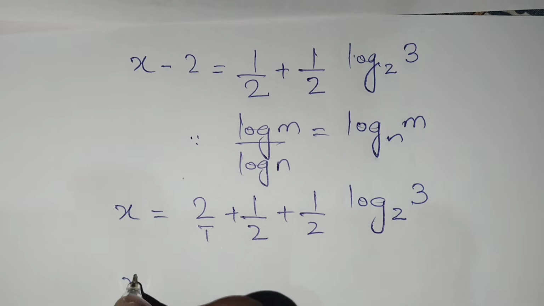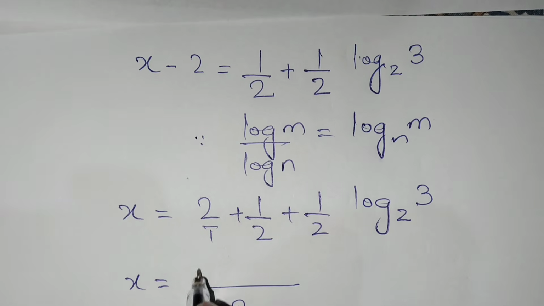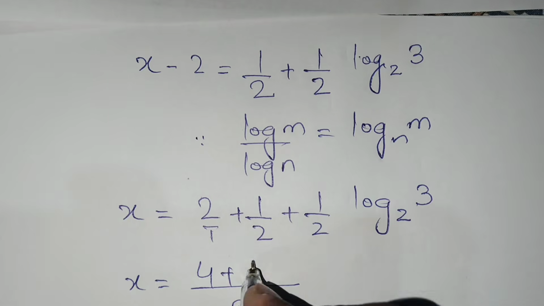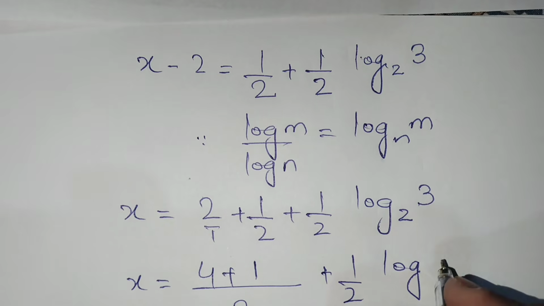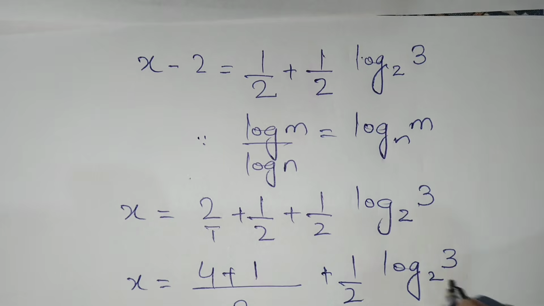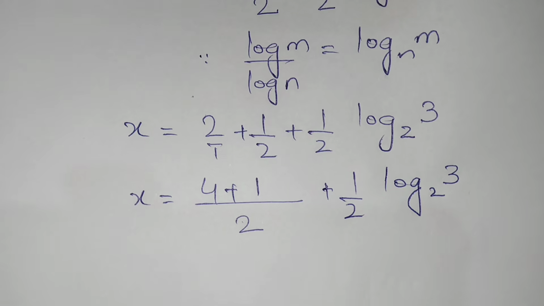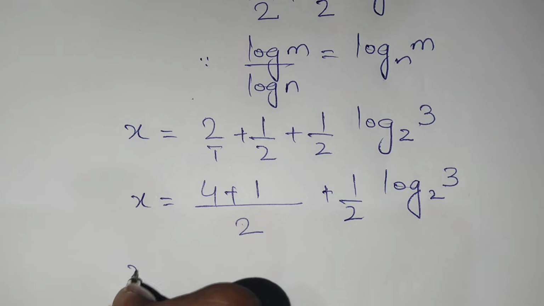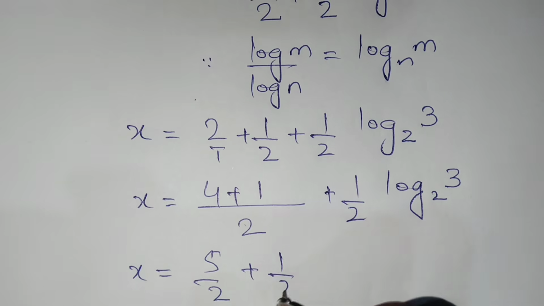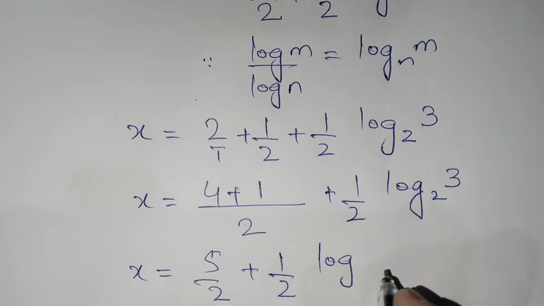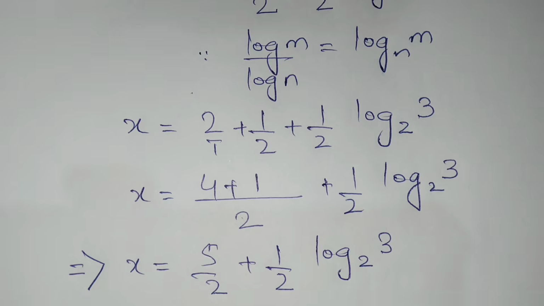Taking 2 LCM, x equals 2 into 2 is 4 plus 1 is 5, so it will be x equals 5 by 2 plus 1 by 2 log of 3 with the base 2. This is the final value of x.